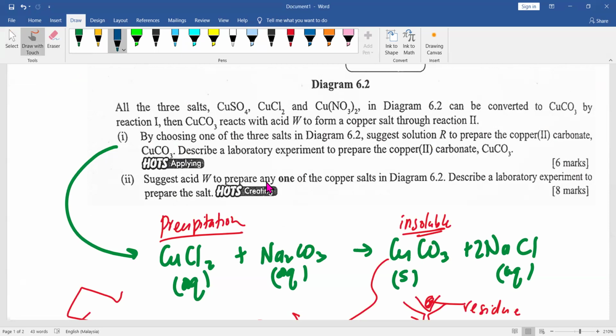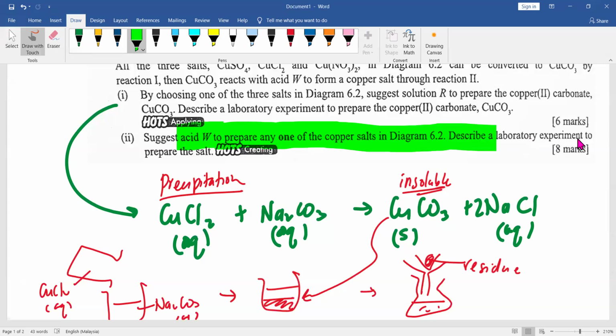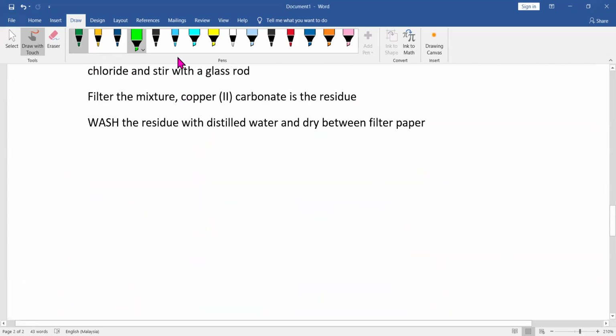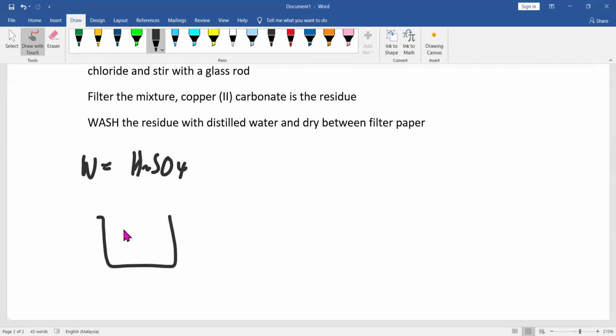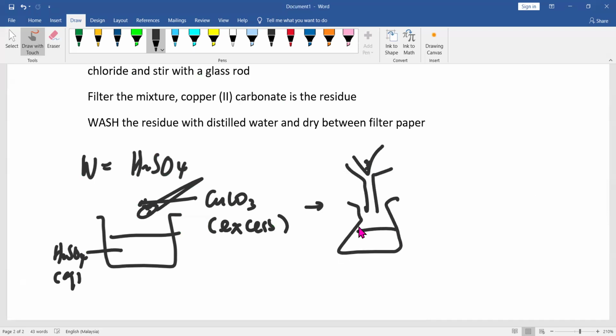So let's say the question says, suggest acid W to prepare any one of the copper salts. Describe a laboratory experiment to prepare this salt. Okay, so let's say acid W is sulfuric acid. So what I do is I take aqueous sulfuric acid, and copper carbonate must be in excess. Remember that? Copper carbonate must be in excess. And then you filter. Which do you want this time? The one down is called the filtrate. The filtrate is copper sulfate.